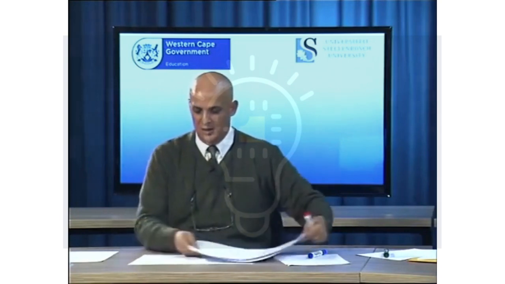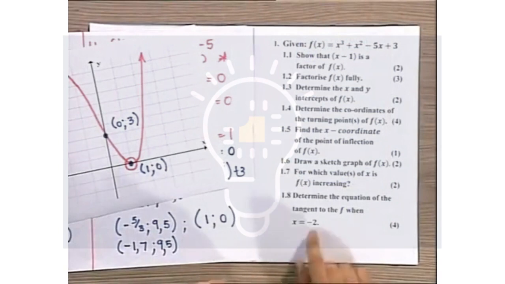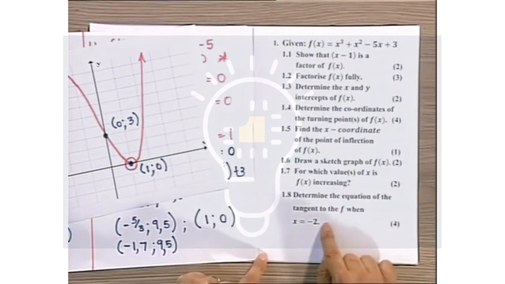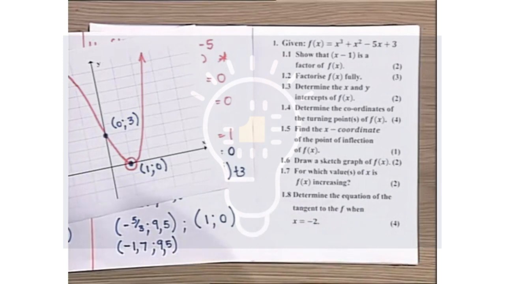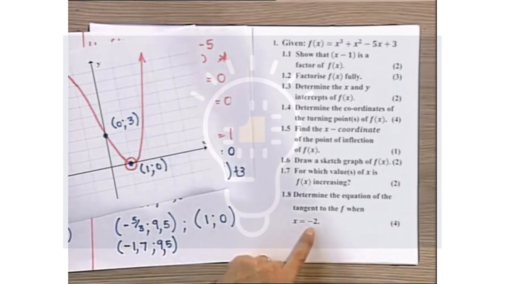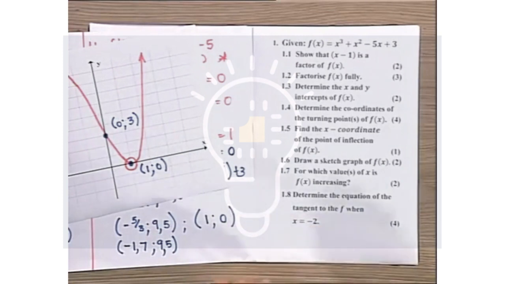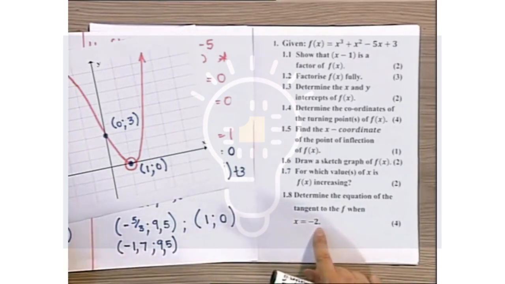Let's have a look at the last question, what they ask. Determine the equation of the tangent to f when x is equal to minus 2. What is a tangent? A tangent is a line that touches a circle or a curve at one point. So this tangent touches at x equals minus 2.